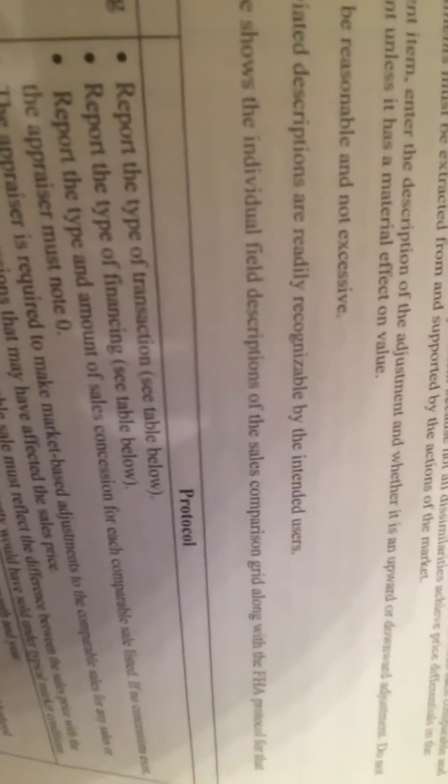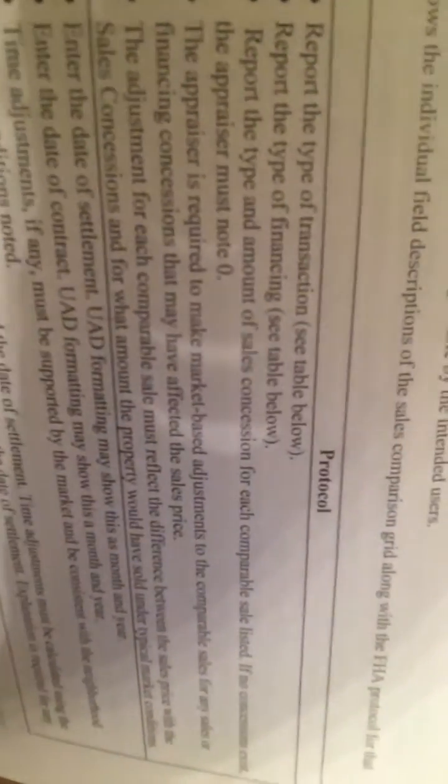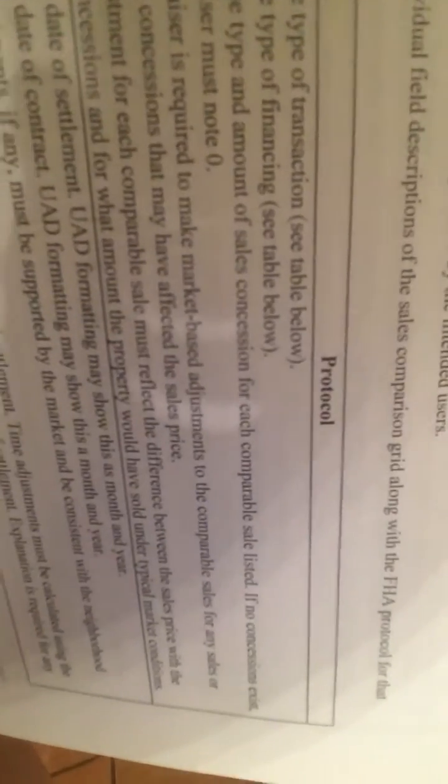For each adjustment item, enter the description of the adjustment and whether it is an upward or downward adjustment. Do not make an adjustment unless it has a material effect on value. Adjustments must be reasonable and not excessive. Ensure that the abbreviated descriptions are readily recognizable by the intended users. The following table shows the individual field descriptions of the sales comparison grid along with the FHA protocol for that section.